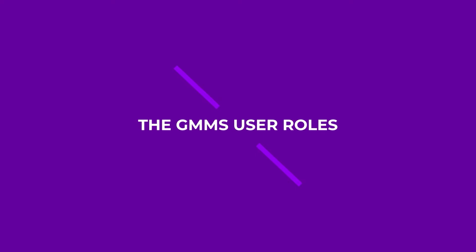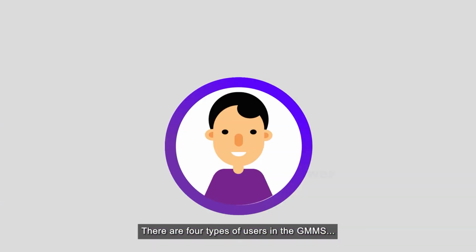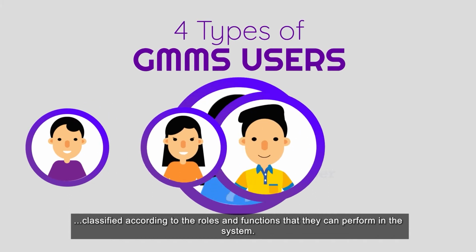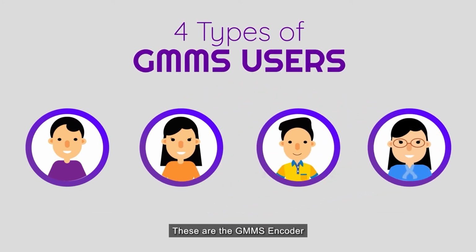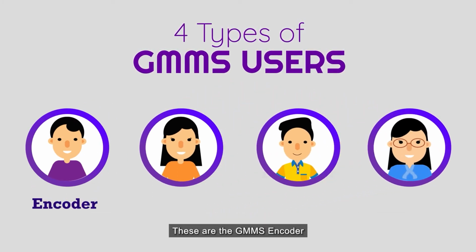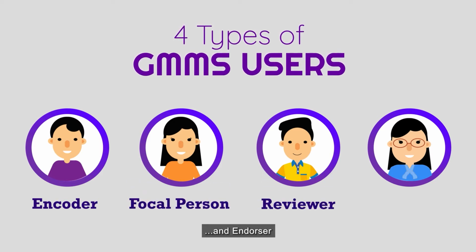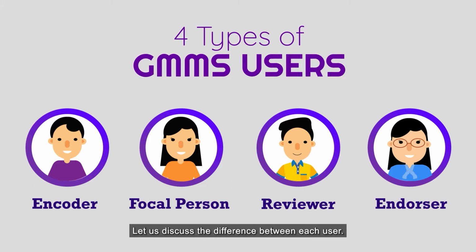The GMMS user roles. There are 4 types of users in the GMMS, classified according to the roles and functions that they can perform in the system. These are the GMMS encoder, GMMS focal person, reviewer, and endorser. Let us discuss the difference between each user.